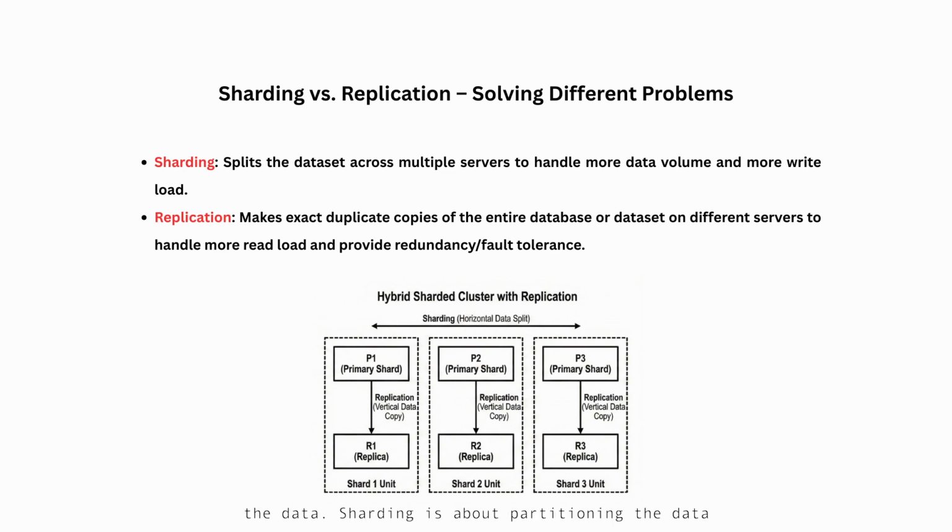Replication duplicates the data. Sharding is about partitioning the data set itself. It does not create copies of the same information, rather it spreads unique subsets of data across different machines.